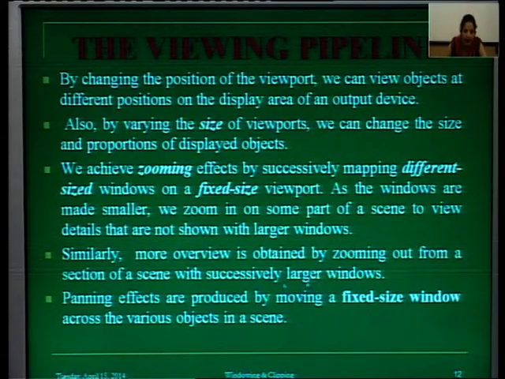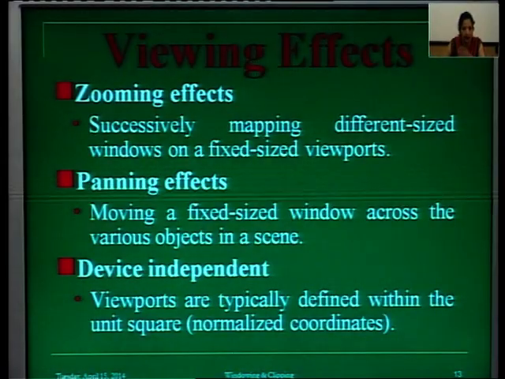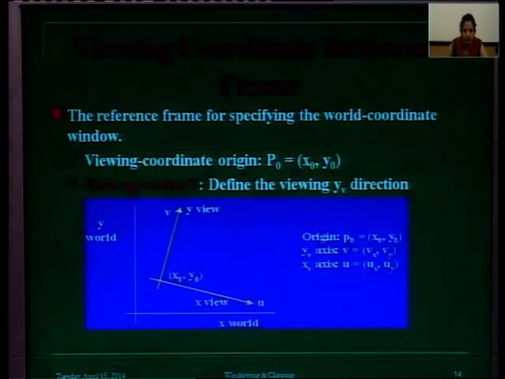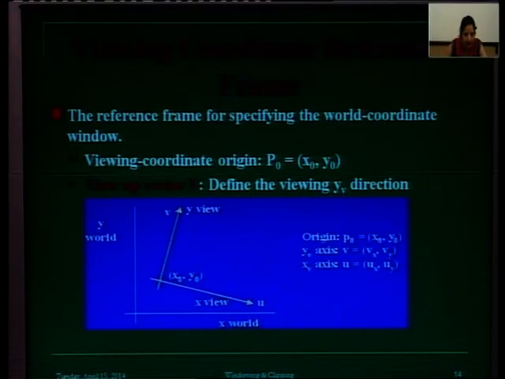The last is panning. Panning effects are produced by moving a fixed size window across the various objects in the scene. This is the animation effect. These are the various effects. In brief, I have explained zooming effect, panning effect, and the device independent, the normalized coordinates will make the view independent of the device. The viewing coordinate reference frame is used for specifying the world coordinate window.